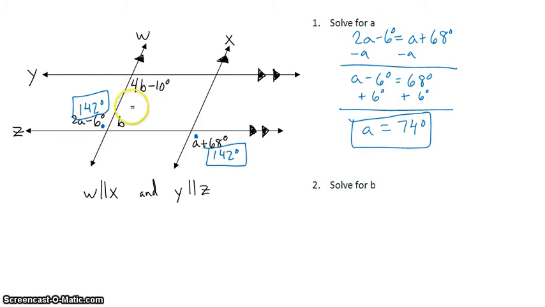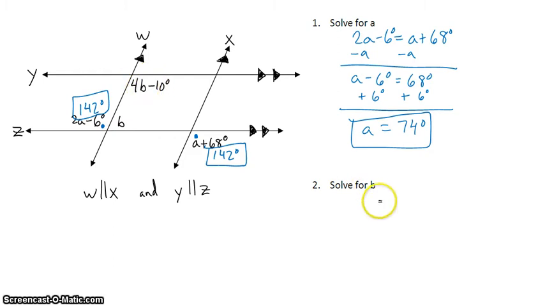To solve for B, I need to look at how the angles that involve B relate to each other. Well, these two angles are both on transversal W, and they're both between parallel lines Y and Z. If I look at these two angles, they're on the same side of my transversal, and they're between. So they are consecutive interior angles. And consecutive interior angles are supplementary.